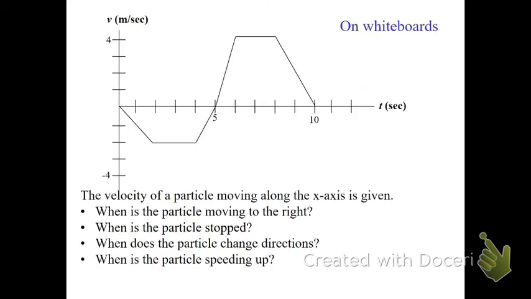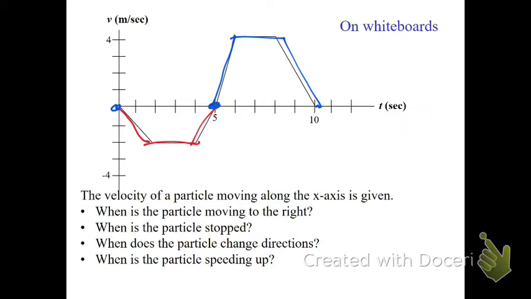So if this is the velocity graph and speed is the absolute value of velocity, okay? When velocity is negative, all of this is particle moving to the left. So this is going left because velocity is negative. All of this is moving right because velocity is positive. Velocity is 0 here, here, and here. That's particle is stopped. Particle turns around when velocity changes sign.